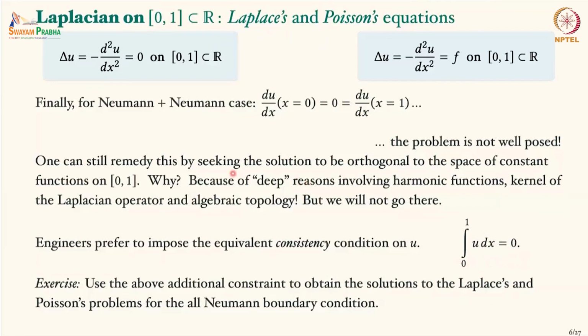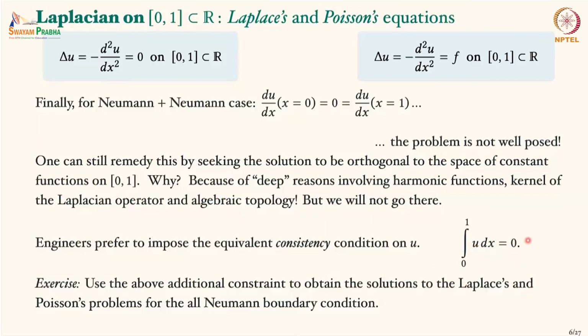That's not equivalent to this so-called deep reason that I'm saying. There is an equivalence here. This condition is the same as saying it's orthogonal to the space of constant functions. This is the L2 inner product, if you want, between U and constant functions. But there is a generalization to higher dimensions and manifolds and so on. If you want to talk about it, hit me up later on and we'll talk about it.